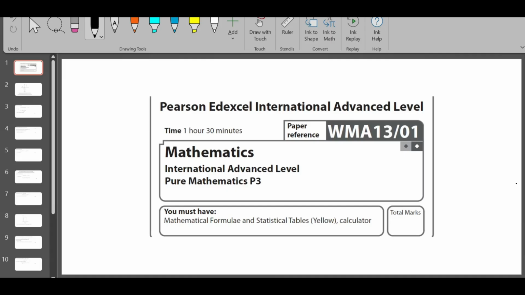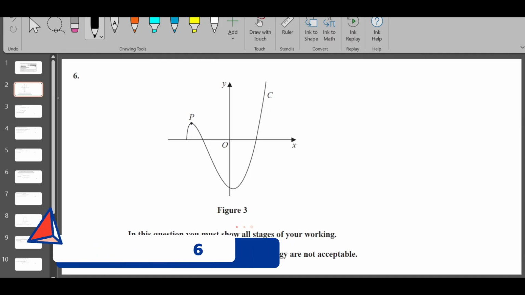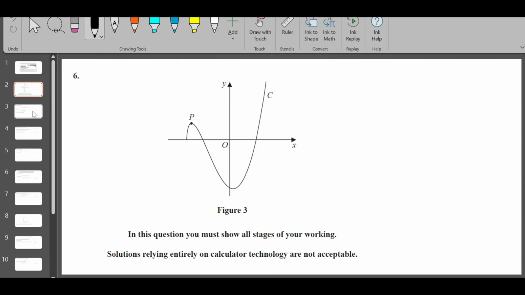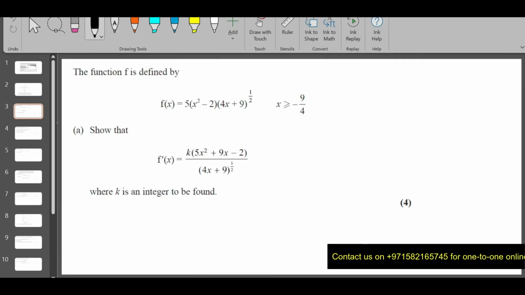In part 1 of this video, we have covered question number 1 to 5. Let's look at question number 6. We have a figure given. The function f is defined by this. Show that the first derivative of f is this.